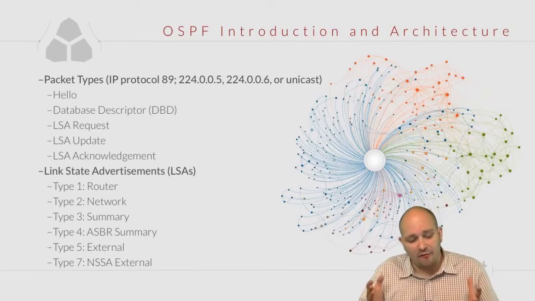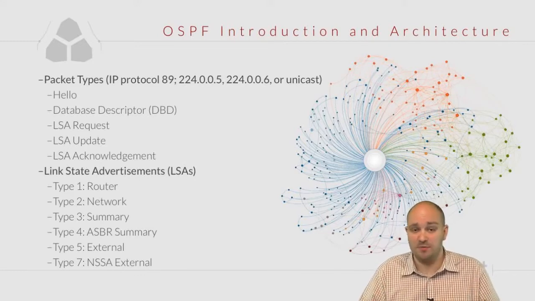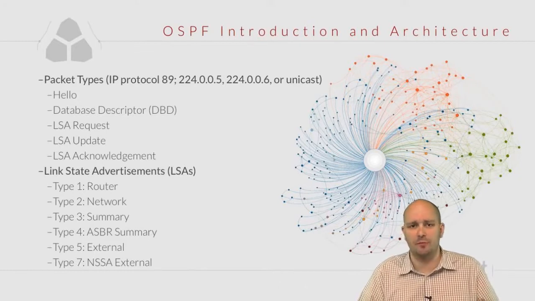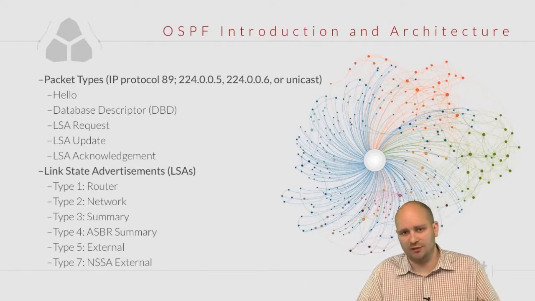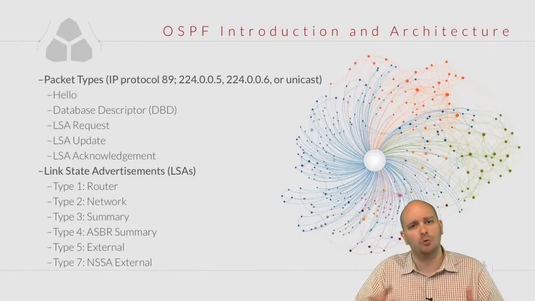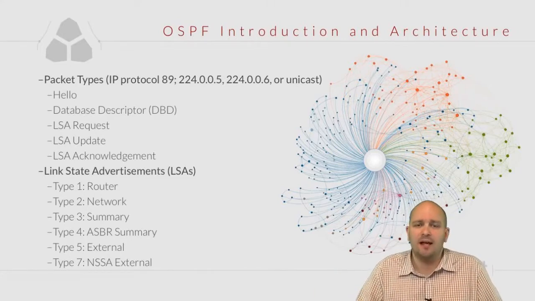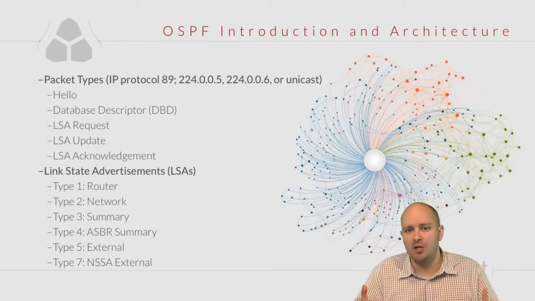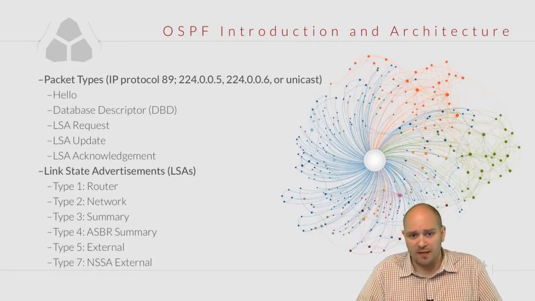OSPF has 5 different packet types. There is hello, and the database descriptors that are used to exchange information about the contents of the database, not the actual contents of the database, but information about what's in the database. Think about it sort of as a table of contents or menu of the OSPF database.